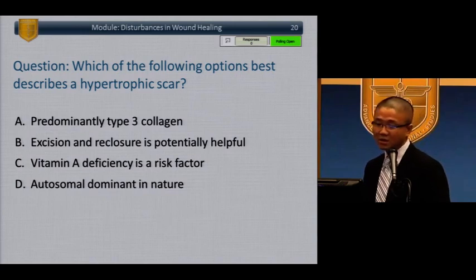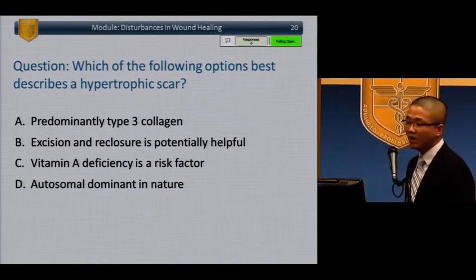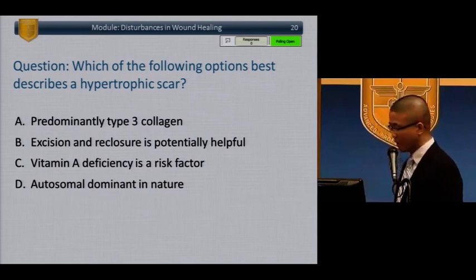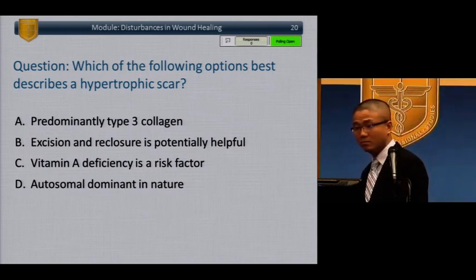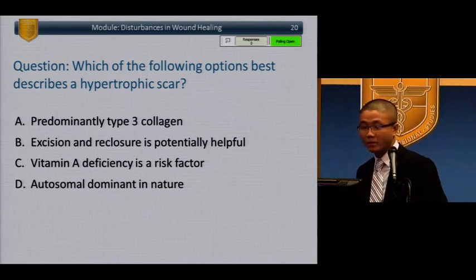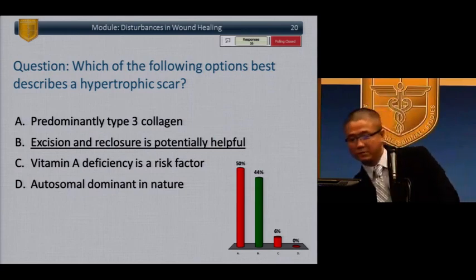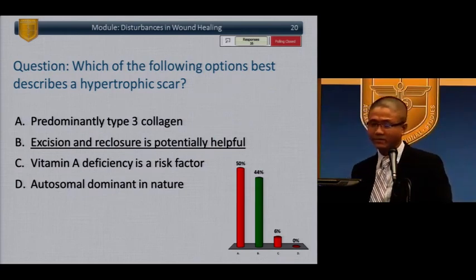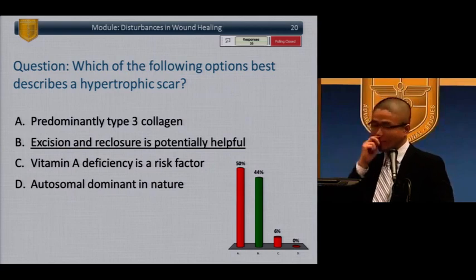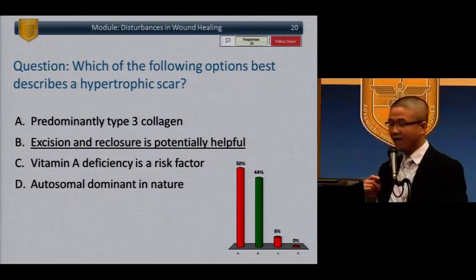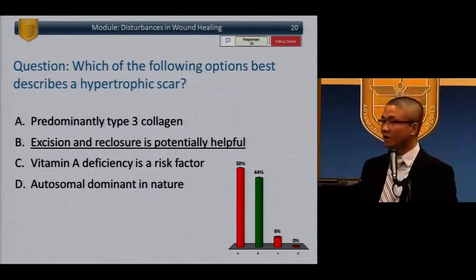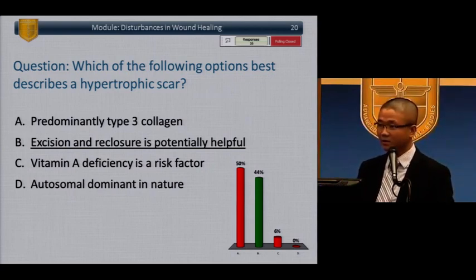But so let's do another question. Which of the following options best describes a hypertrophic scar? Okay. So I understand where the 50% that chose A came from. So the hypertrophic scar is actually considered a mature scar, and a mature scar is still predominantly type 1 collagen, all right? This is in the remodel. It's already gone into the remodeling phase.